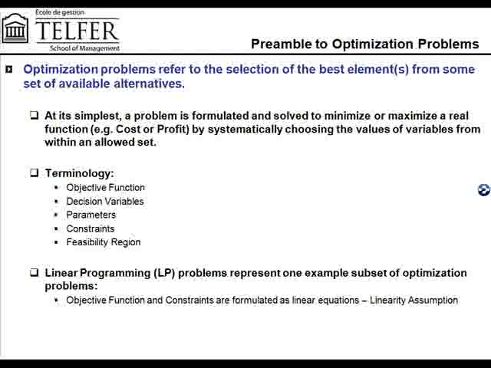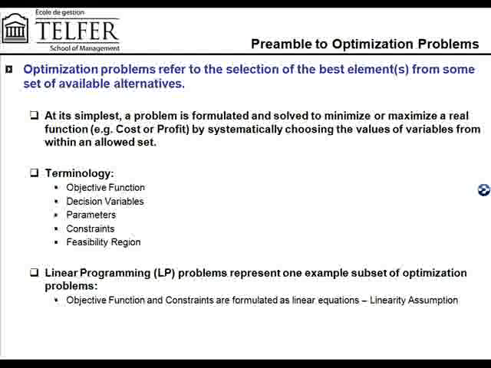So for example, in a transportation problem, there might be a maximum number of units that can be shipped from a particular supply point to different demand points. So that could be a constraint. Or a certain demand point requires a certain number of units to be shipped to it, and that could be a constraint in the problem itself.